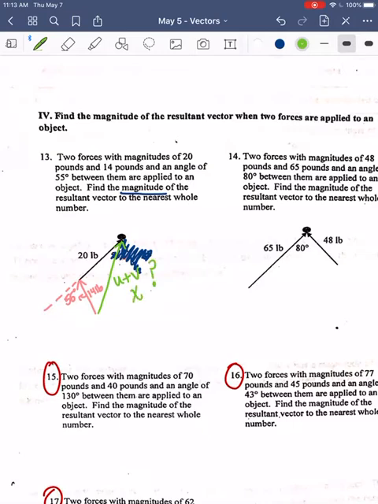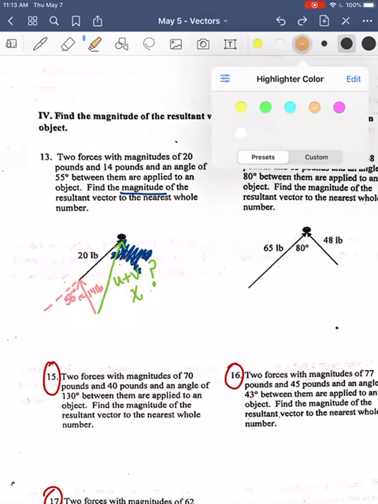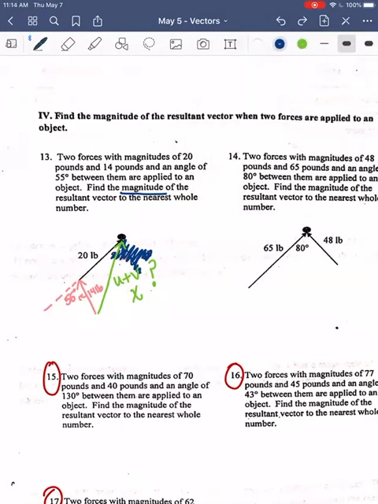Now, the 55, remember, is not inside of this triangle. Okay? So if you look at the triangle, it's here. That 55 is outside of the triangle. So we have to use the 55 to help us find the angle. Okay? So if that is 55 degrees, we're going to find this angle by doing 180 minus 55. So that should be 125.